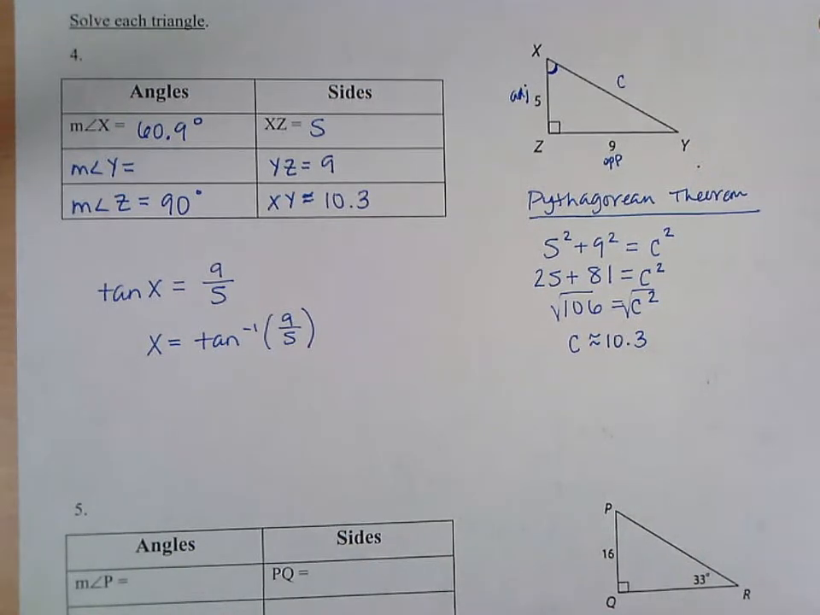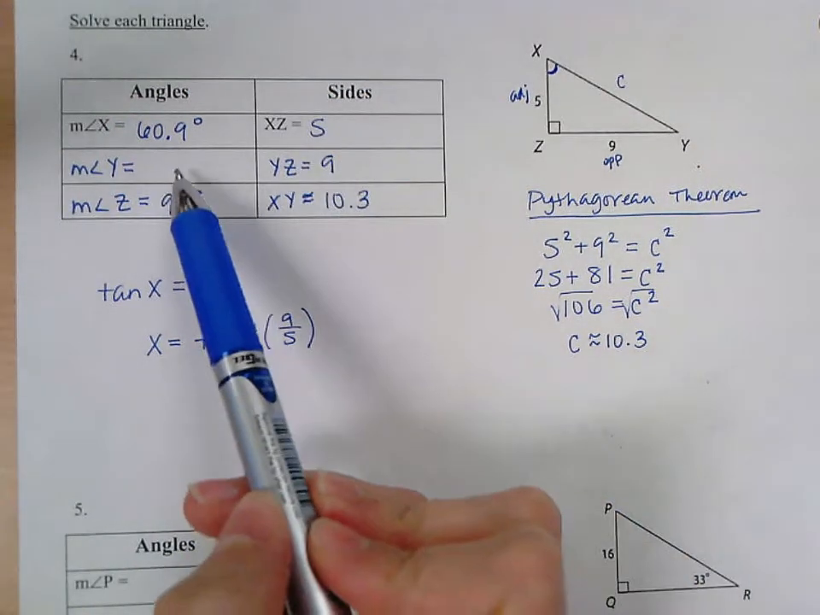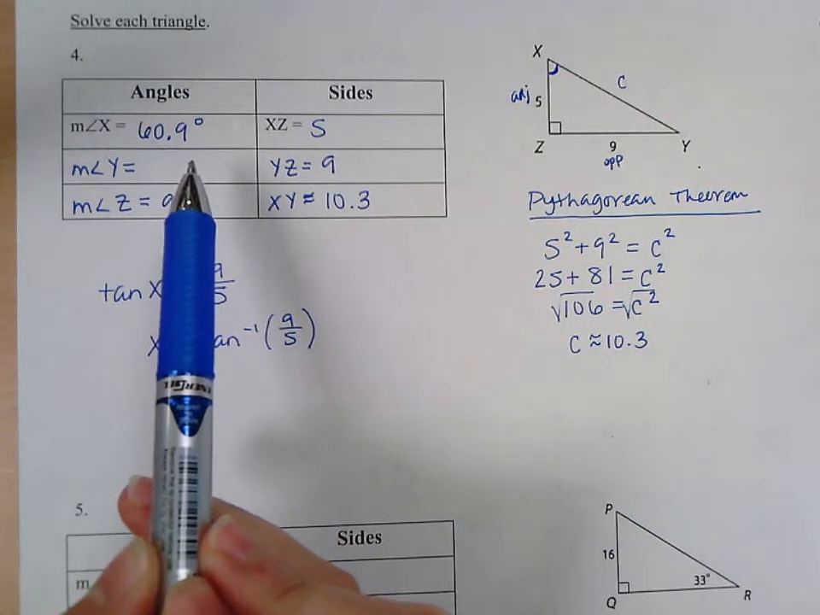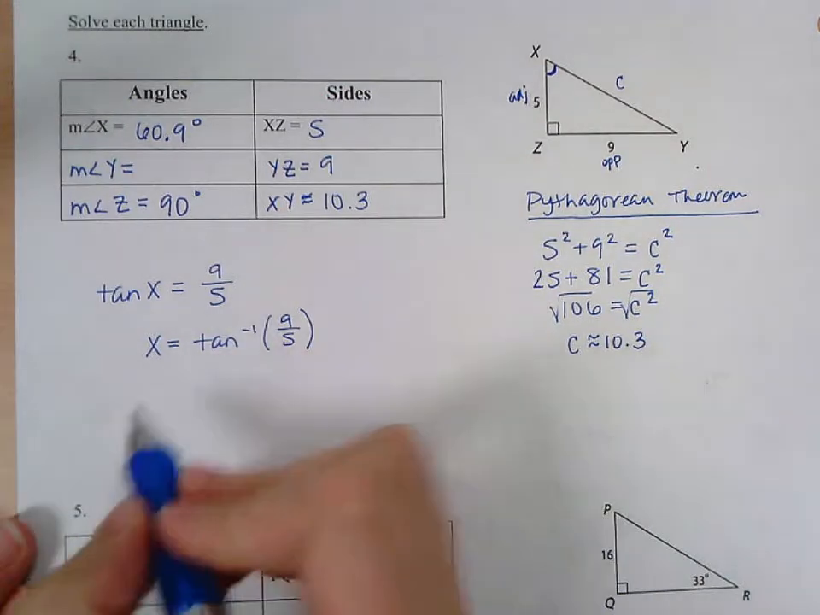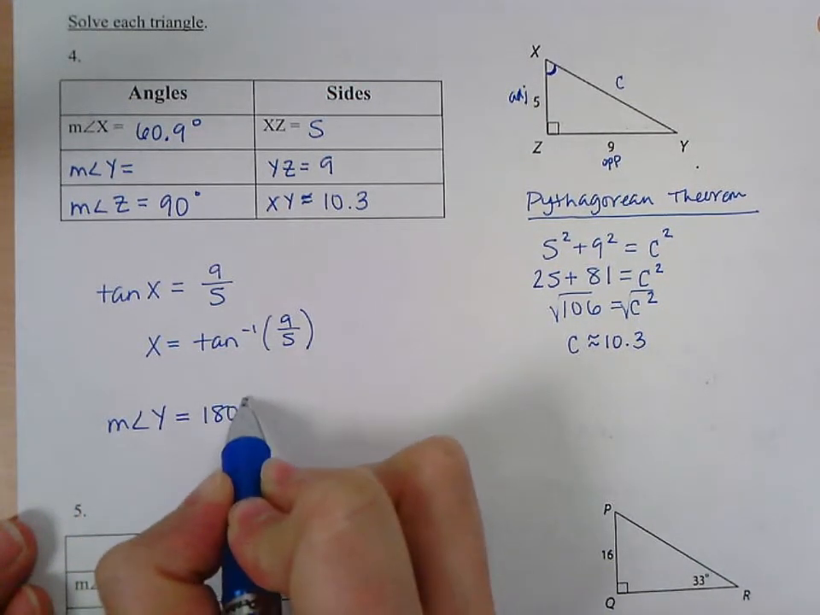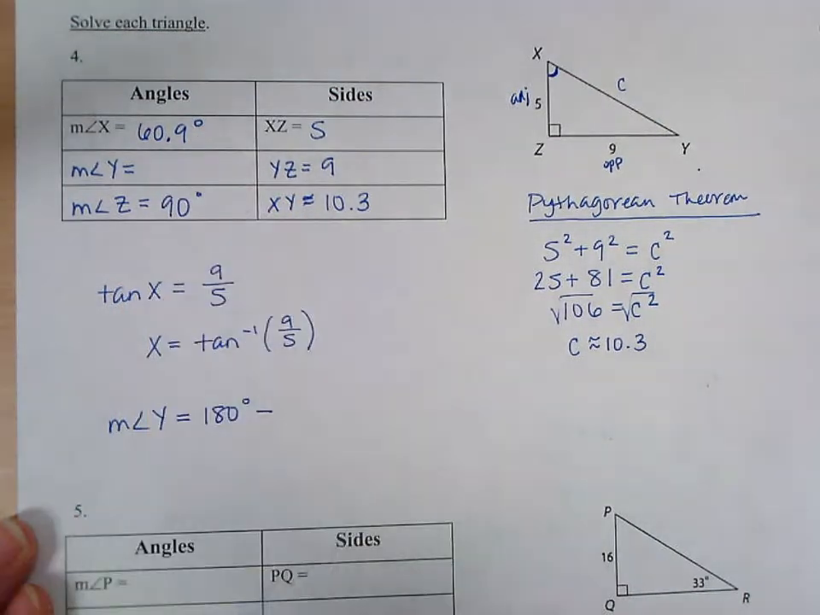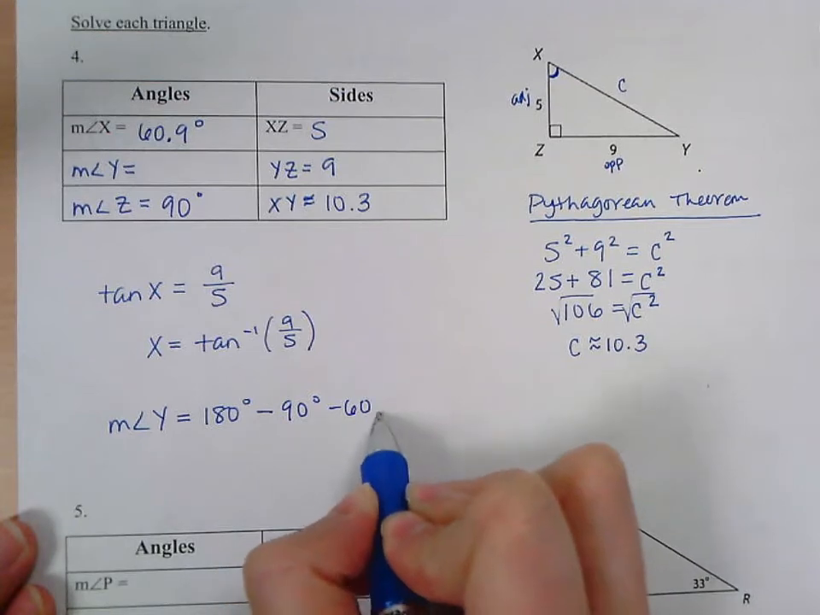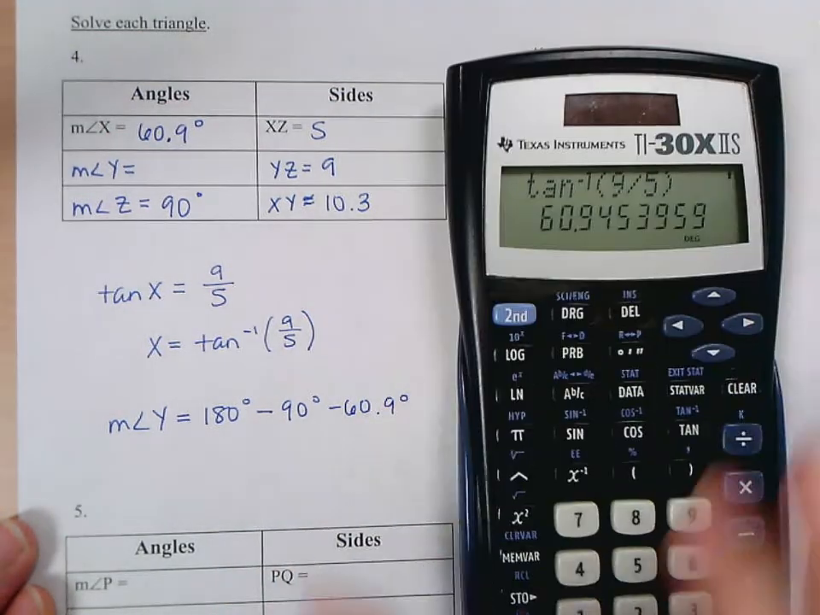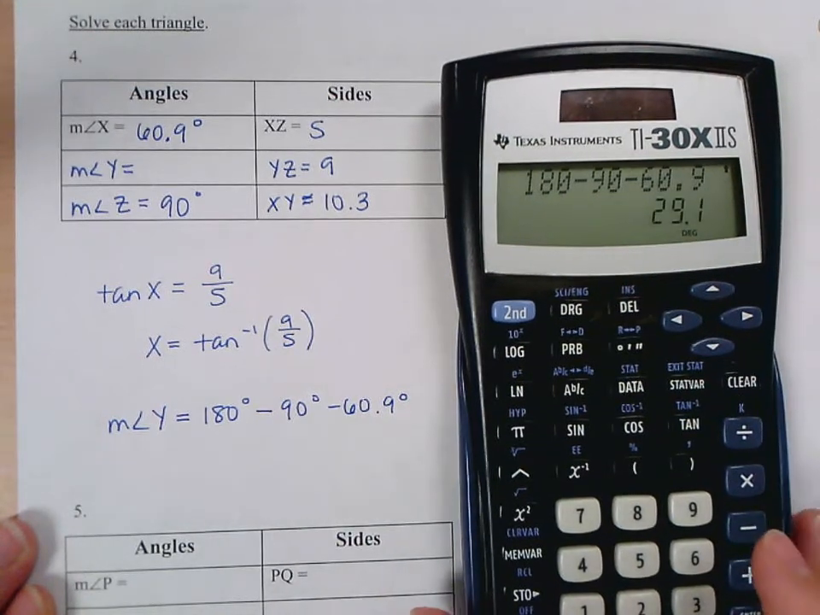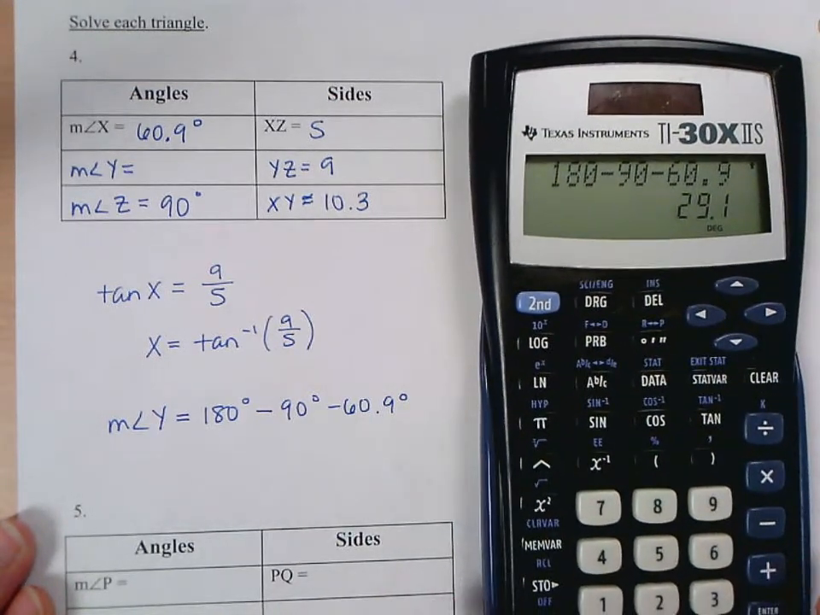180. So rather than setting up another equation like this, I can find the measure of angle y by taking, so I'm going to write it this way, measure of angle y will equal 180 minus my other two angles. So minus 90 minus 60.9. That means measure of angle y is approximately 29.1.